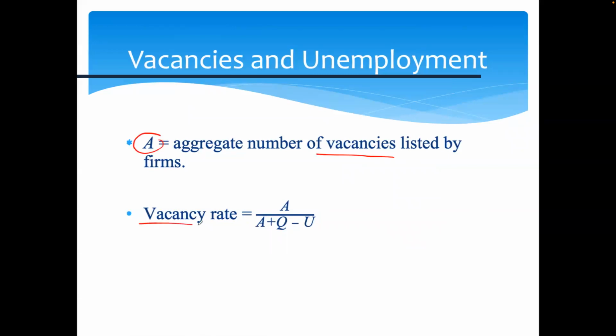And then the vacancy rate is going to equal A in the numerator. What's the denominator? First of all, you have Q, and Q minus U, so essentially that's E, the number of employees, plus A. So A plus E is the denominator, because this is related to jobs: you have jobs or people looking for jobs. That's why we divide by A plus E. So this is the vacancy rate. This tells you, for each potential job, how many openings we have.